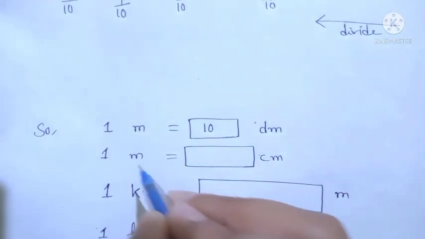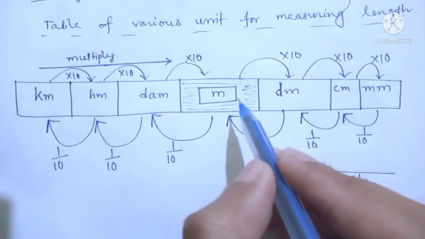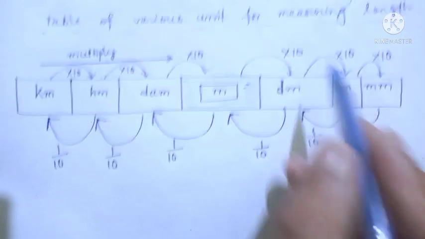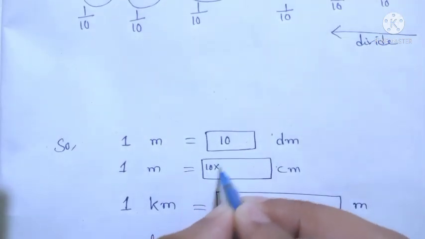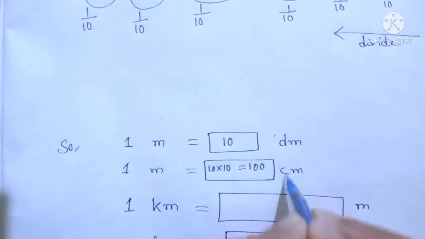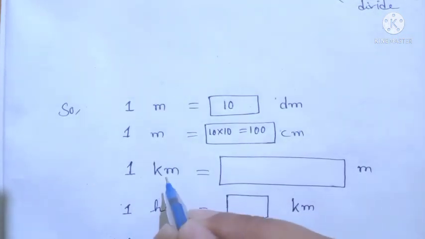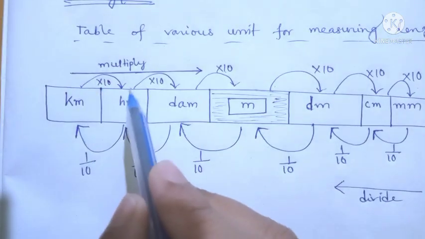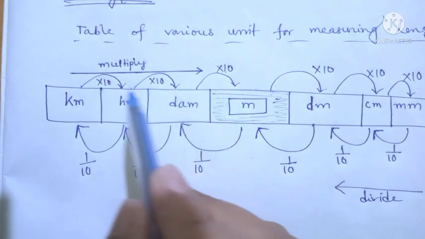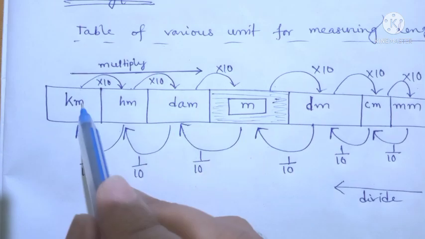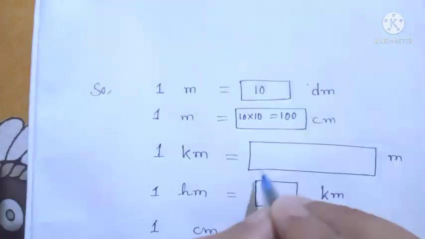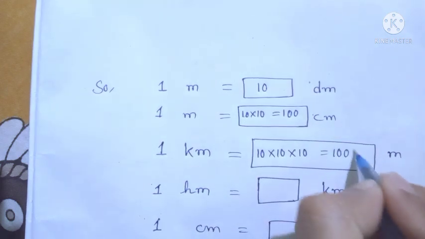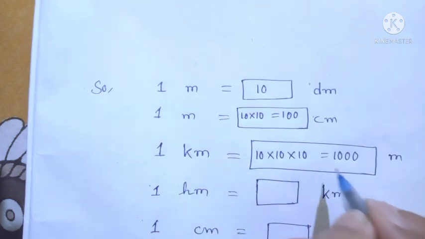Now 1 meter equal to dash centimeter. How many step? 1, 2. That means you have to multiply 10 two times. That means 10 into 10 equal to 100 centimeter. Okay, now 1 kilometer equal to dash meter. So kilometer, 1 step, 2 step, 3 step. That means you have to multiply 10 3 times to convert kilometer to meter. So 10 into 10 into 10, that means 1000 meter. 1 kilometer equal to 1000 meter.